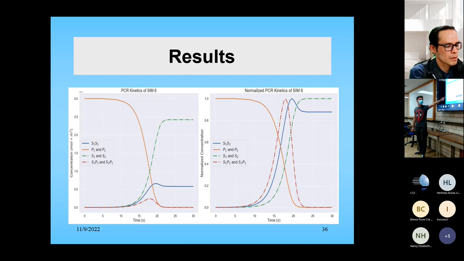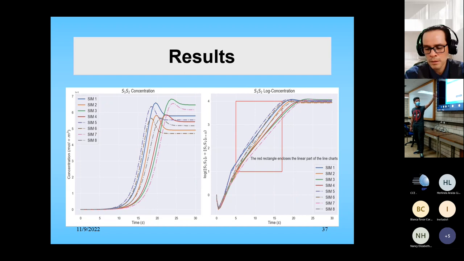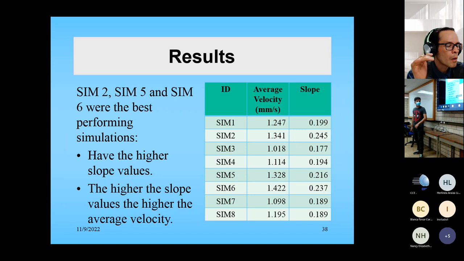This is an example of the concentration over time of the different chemical species of the simulations, where we can see a similar behavior of the concentration over time to the qPCR fluorescence intensity in the qPCR test. Here we can see this in the S1 and S2 single-stranded DNA and the double-stranded DNA, which are the graphs in blue. As the 8 simulations were performed, the total reaction time was approximately 20 minutes.